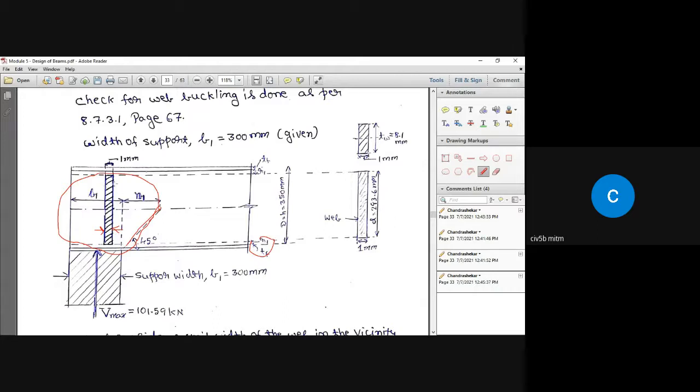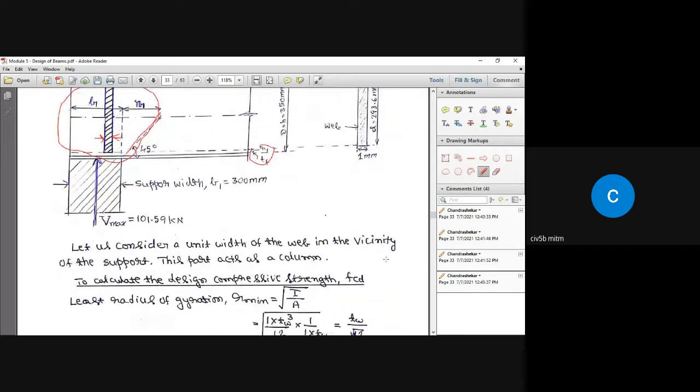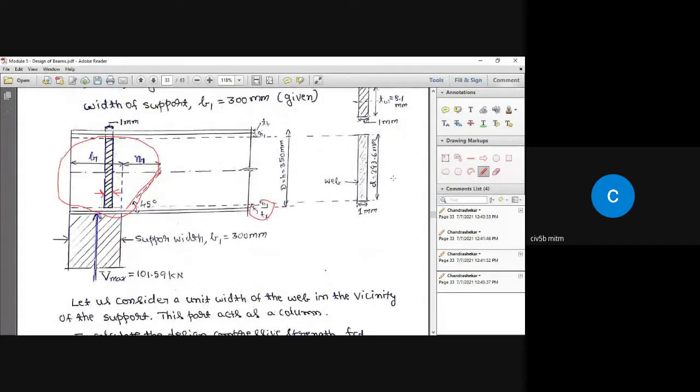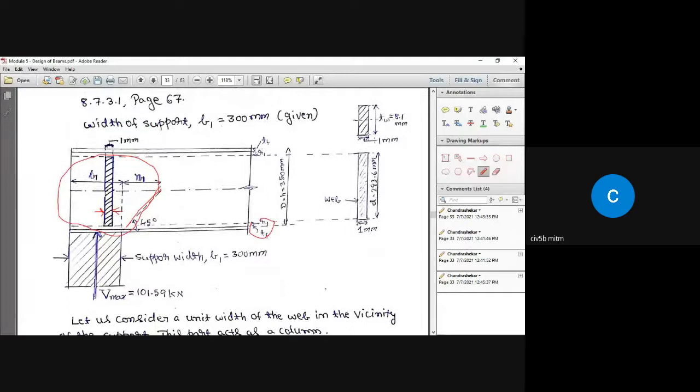So once you take this out and place it here, this acts as a column of width 1 millimeter and depth this one, and the thickness of the column is 8.1 millimeter. So this d is not the depth, instead d is the length of the column. Okay, so let us find out what is the design compressive stress for this column.